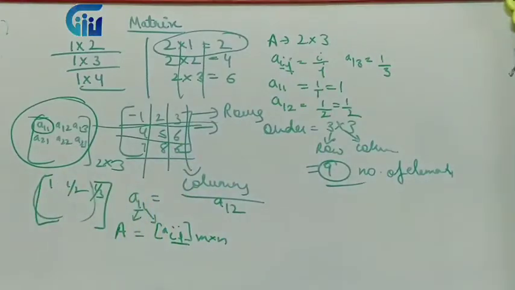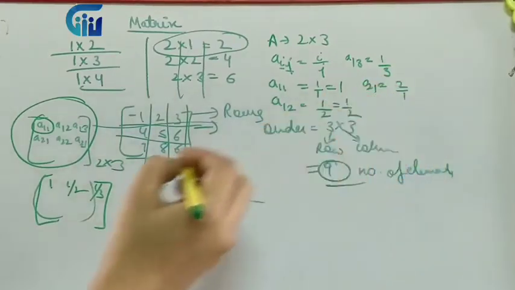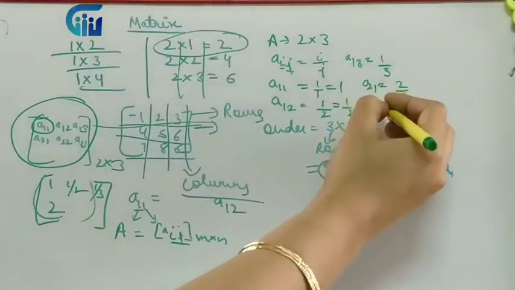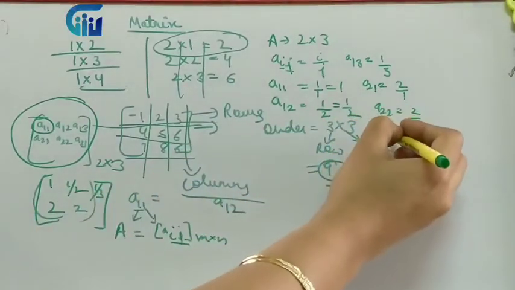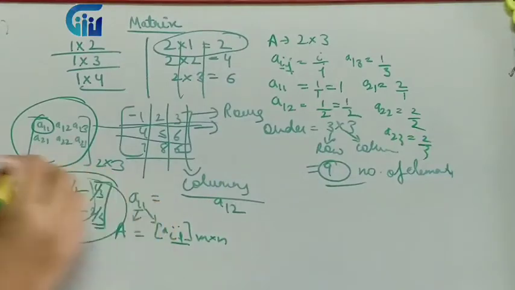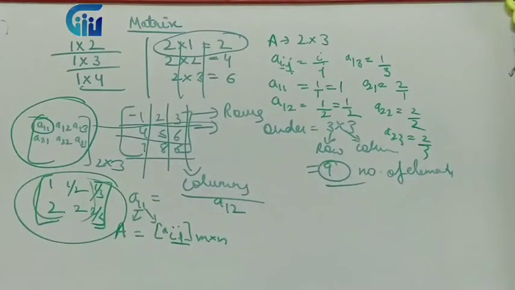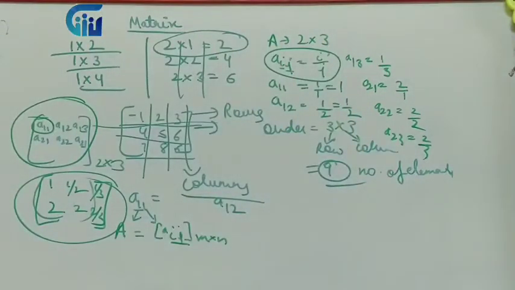And similarly, for A21, it will be 2 upon 1, so I will write 2 over here. For A22, it is 2 by 2, so I will write 1 over there. For A23, it is 2 by 3, so I will write 2 by 3 over here. So this is my matrix, which is a 2 cross 3 matrix given by this particular formula. Similarly, in the NCERT first exercise, you will find many questions based on this. You have to try all those questions which are based on this particular line.